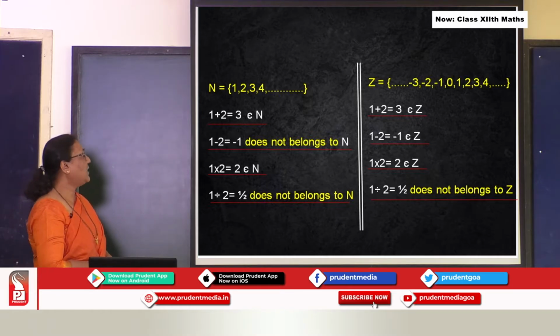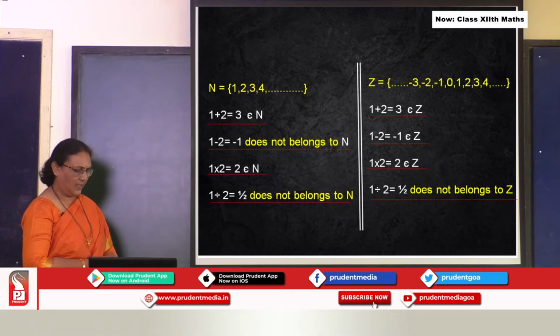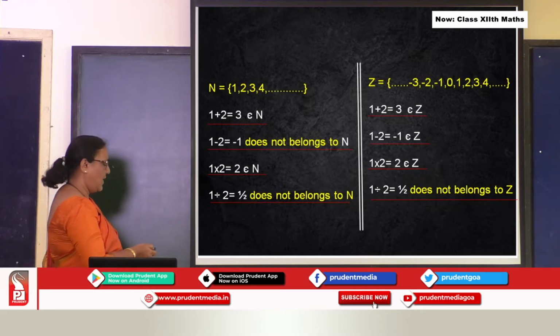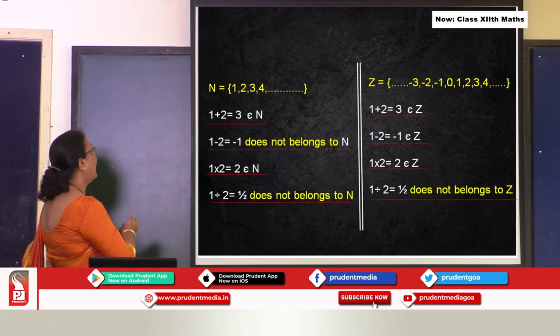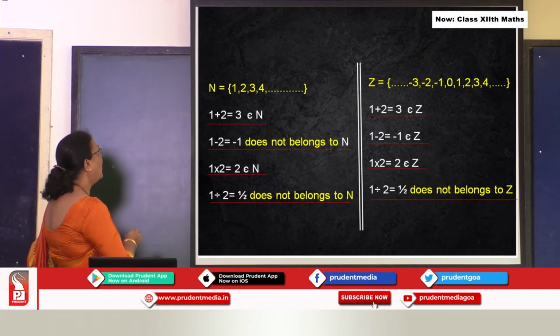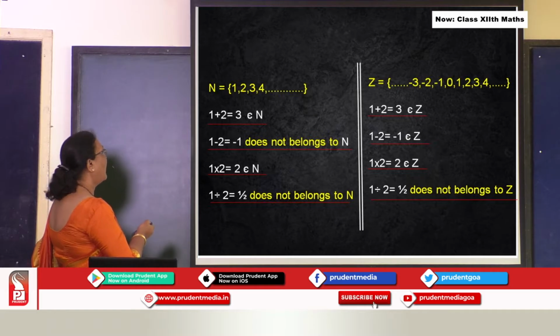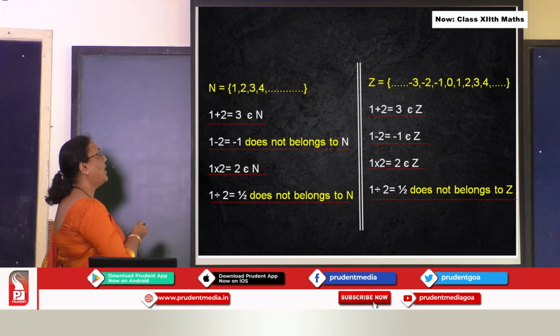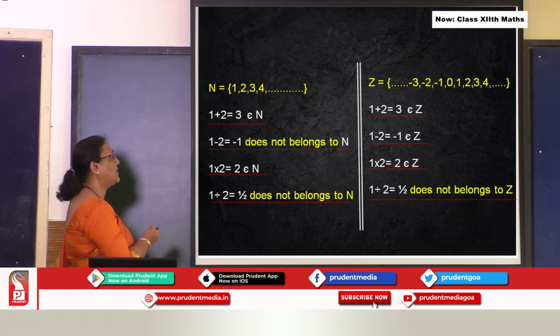You have to check each and every number in the set N. See here, this set N is there. You have to check not only 1 and 2. You can take any numbers, 10 and 5. 10 times 5 is 50, and 50 is a member of this set. Each and every number you have to check in this set.